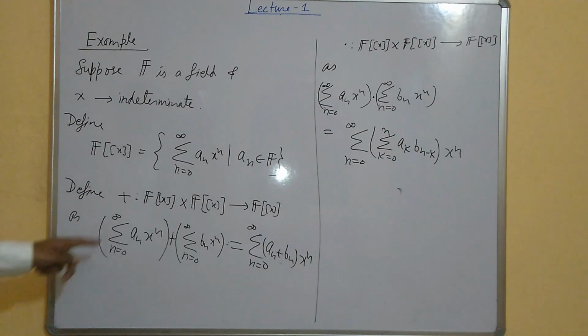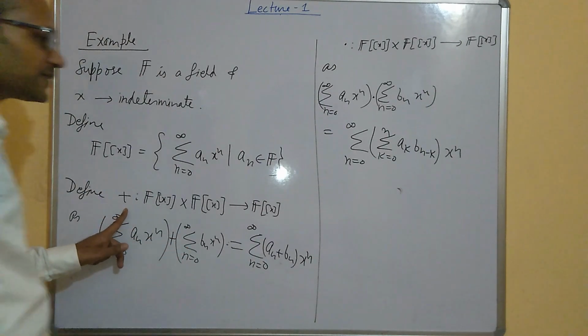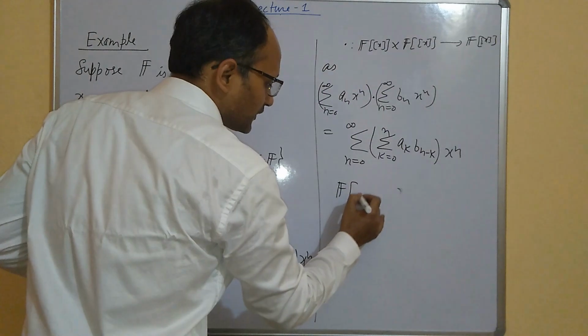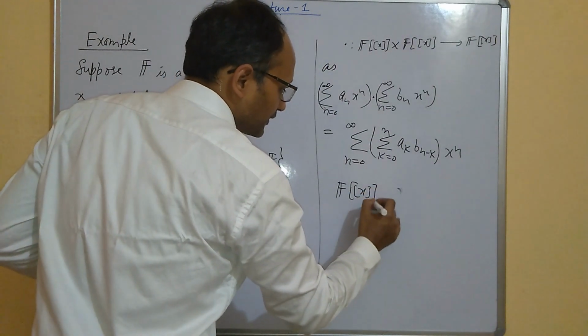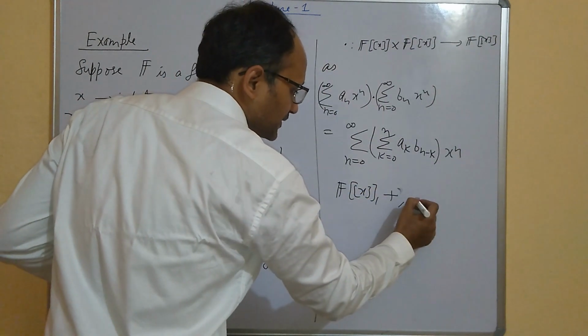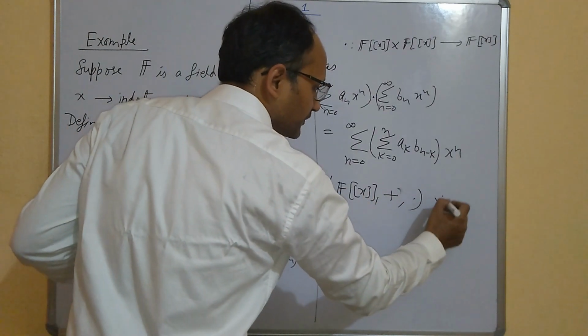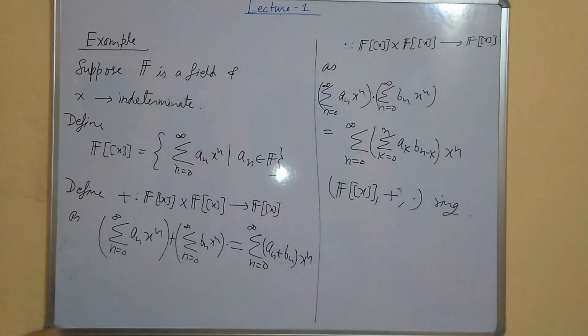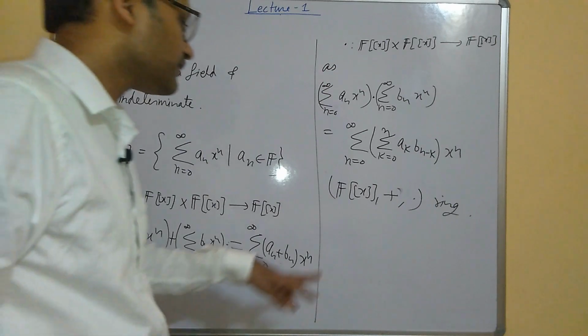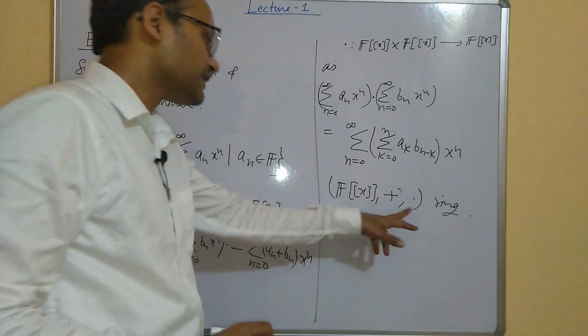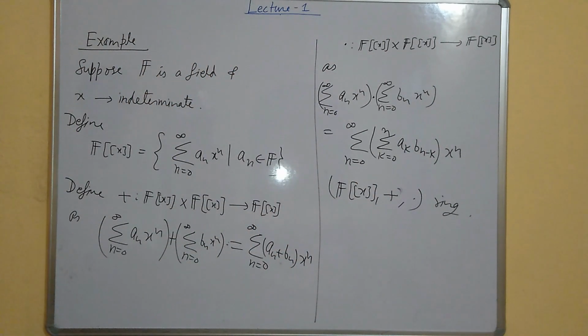It is not hard to see that with respect to these two operations, this F[[x]] with respect to plus and dot is a ring, and it is actually a ring with identity, because the multiplicative identity of F will work as the multiplicative identity of this ring.